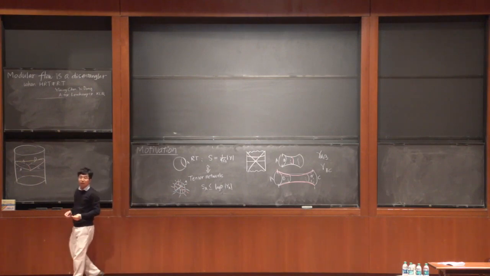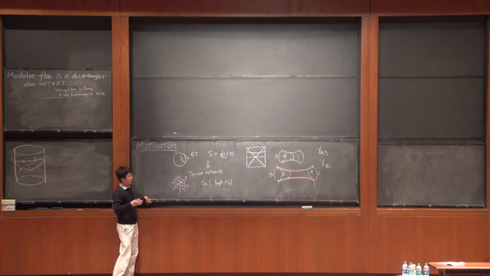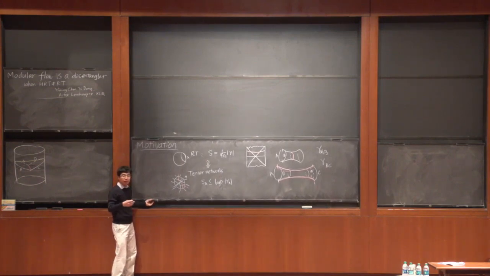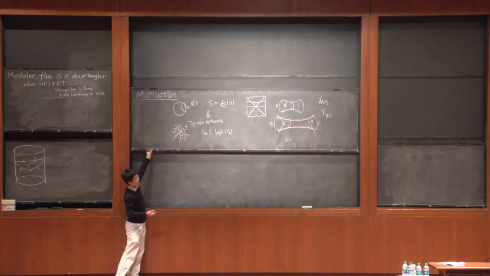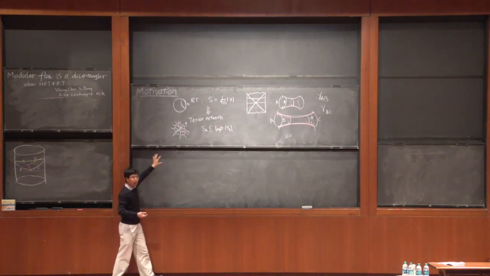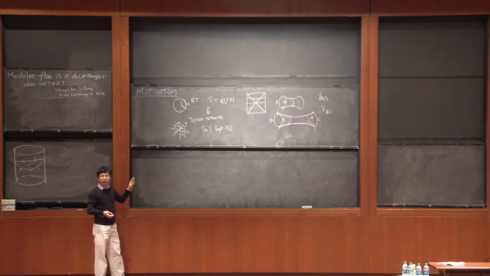Okay, so now let me first just describe what our proposal is. We make a conjecture of how to quantify this non-intersection of HRT and how that's related to modular flow. So there is a proposal: something in the bulk corresponds to something on the boundary, and then we will give some evidence of this conjecture.